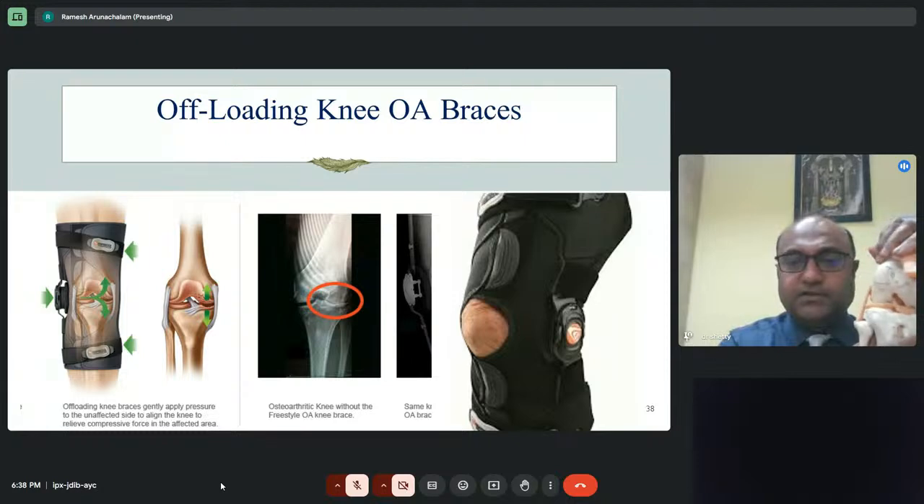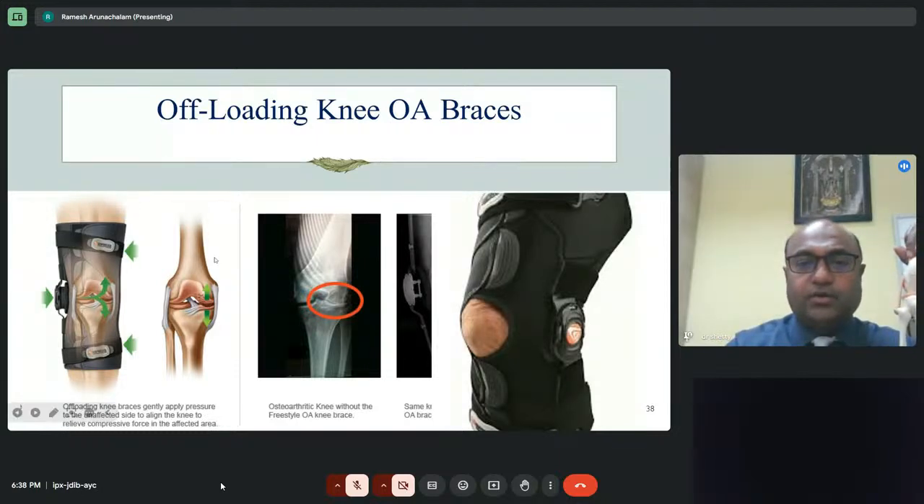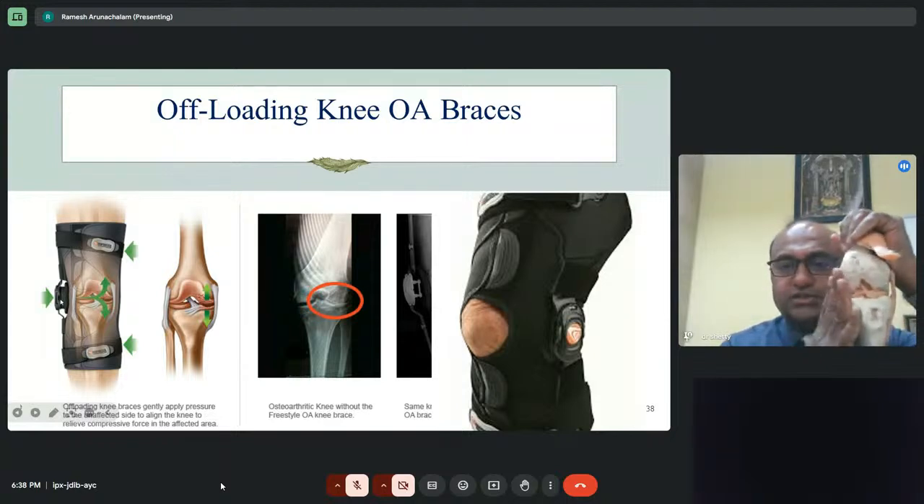So these are the braces which can be a game changer, because if there's a mild bend and the cartilage is early damaged, you can just use this brace, it offloads. So you can see in the slide, there is a dial there on the outer part. That dial will give a push or a thrust onto the knee and offload the worn out area.